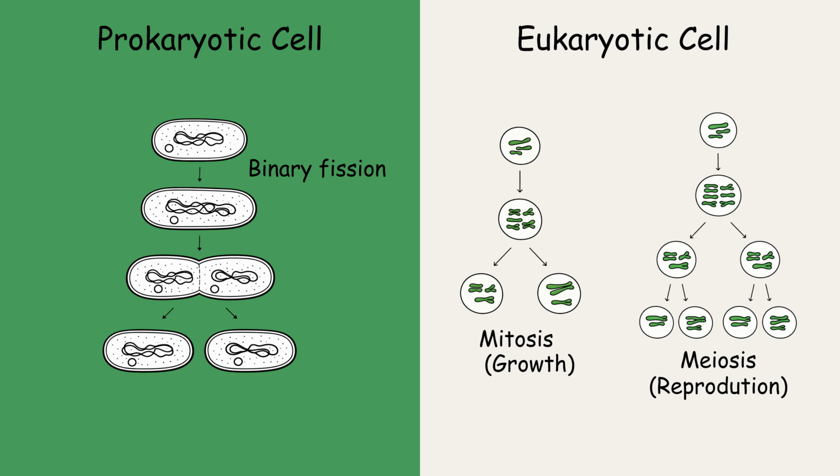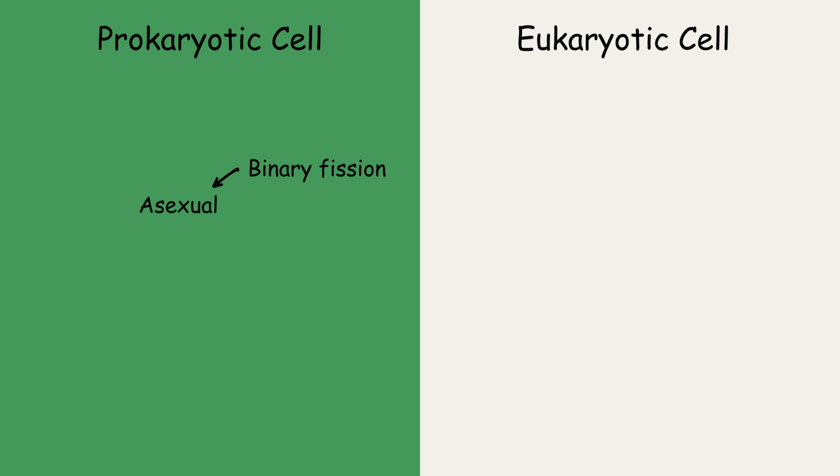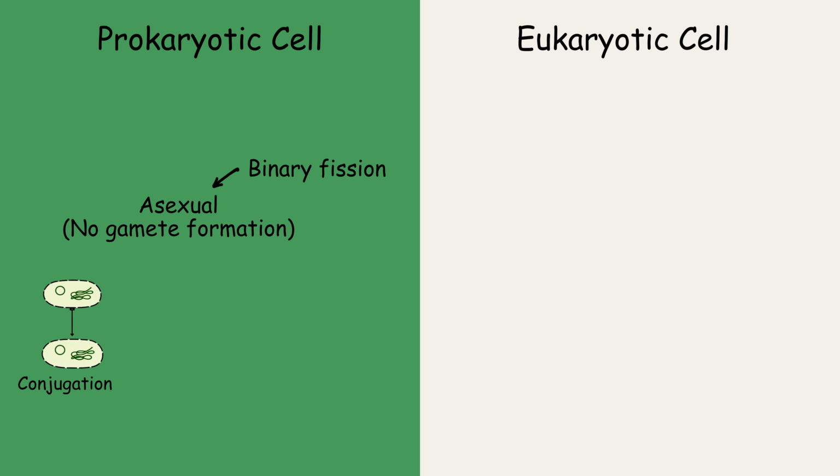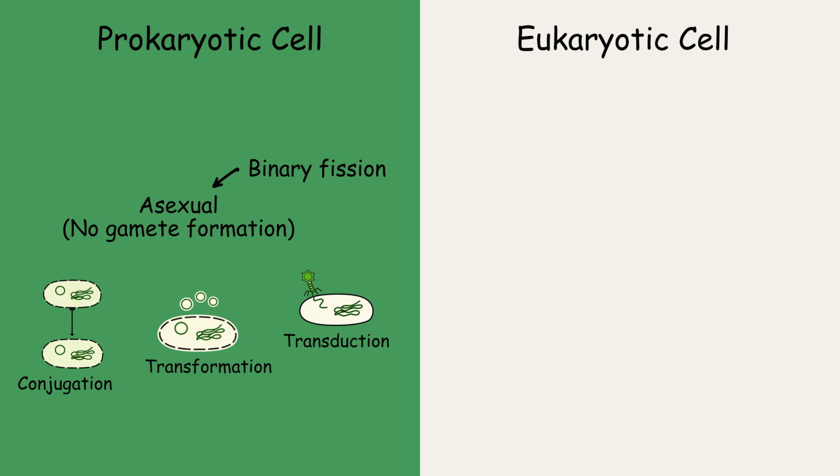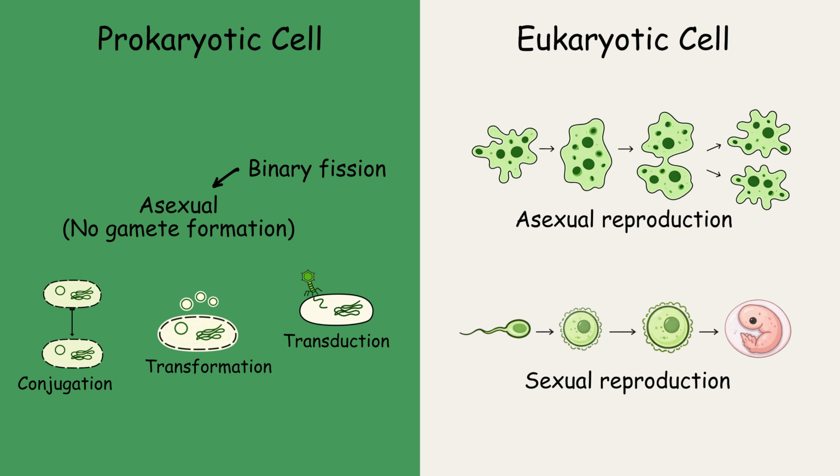Because of this simple division mechanism, prokaryotic reproduction is also fundamentally asexual. Prokaryotes reproduce only asexually through binary fission. They don't form gametes, but they can exchange genes through conjugation, transformation, and transduction. But eukaryotes can reproduce both asexually and sexually.